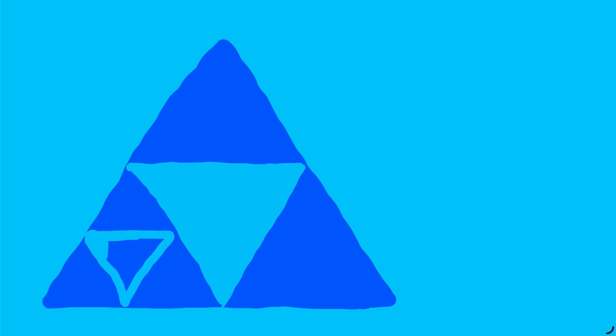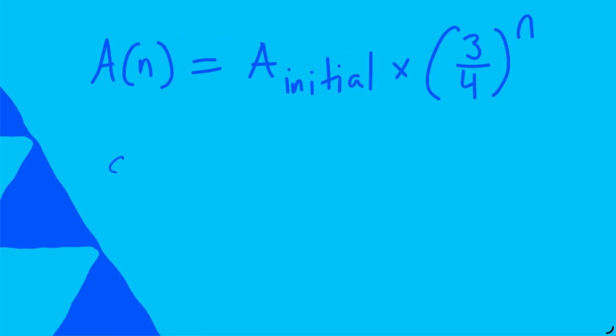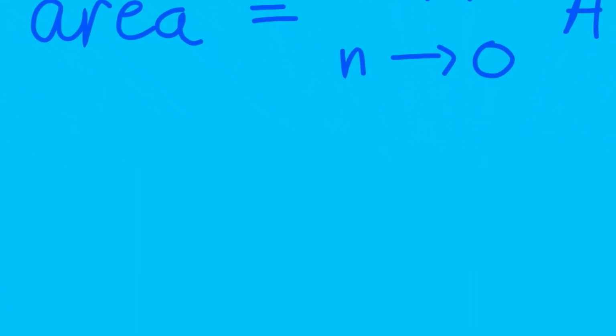One way would be to start with an equilateral triangle, split it into 4, and then remove the middle triangle. Then you would do the exact same thing with your 3 smaller triangles, and so on and so forth ad infinitum, each time reducing your area by 25%. After n iterations of this process, the area will be given by this formula here. And so the total area of the Sierpinski triangle, which is what you get after infinitely many iterations, will be 0.